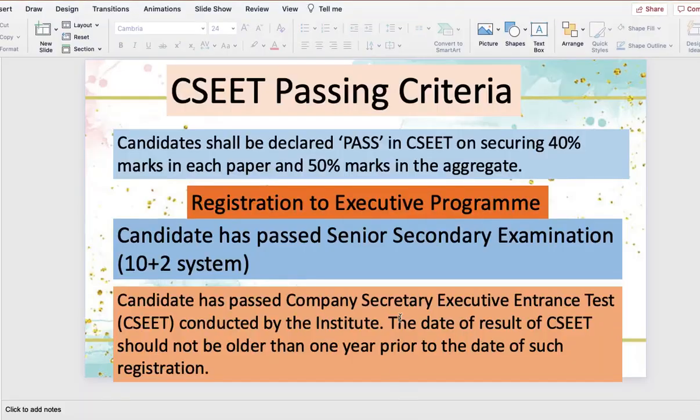If you want to study CS, since you already registered for executive after passing CSET, then it will not be invalid. Understood? So the CSET entrance certificate which is passed will be valid for 1 year. Within 1 year you have to register. Okay, let's see now eligibility criteria and other stuff.